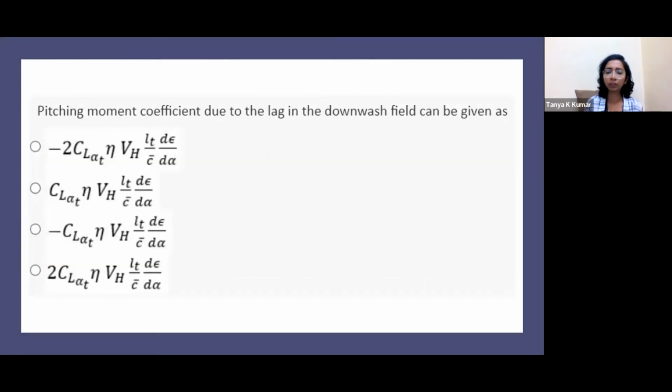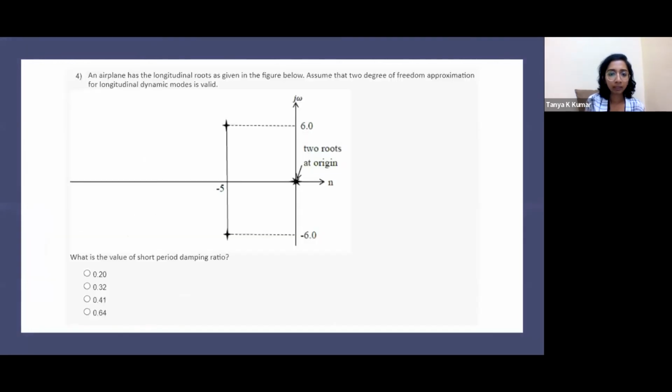Now, pitching moment coefficient due to lag in the downwash field can be given as, this is a direct formula which is given in the previous slides. It's given in sir's lectures also. I will not be discussing this. Then, an airplane has the longitudinal roots as given in the figure below. Assume that 2 degree of freedom approximation for longitudinal dynamic modes is valid. What does that mean? That you can decompose this fourth order system into 2 second order systems. Here the 2 roots are -5 plus or minus 6i, and the other one you have repeated roots at the origin.